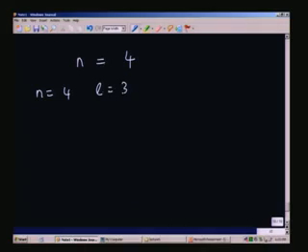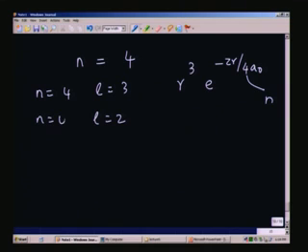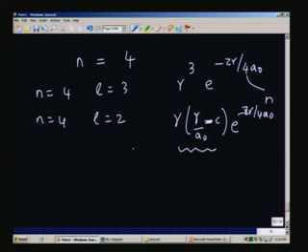For n equal to 4 and L maximum 3, you must have a term something like r cube e to the minus z r by 4 a naught. This n is always the principal quantum number associated with that. For L equal to 2 in n equal to 4, you will have a function r times an equation something like r by a naught minus some constant, times e to the minus z r by 4 a naught. That is, it will have one radial node.